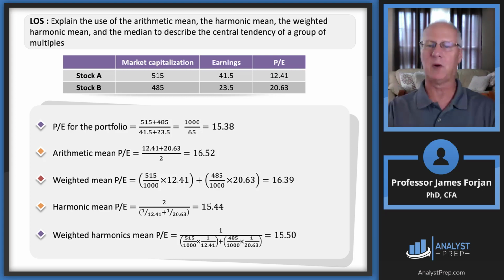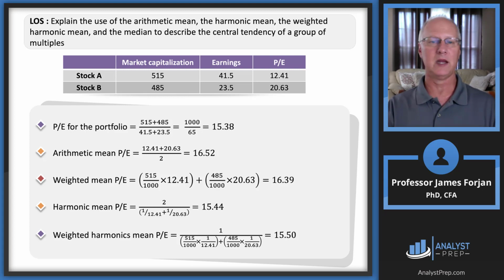Now, let me just pause here for just a second. I have a good slide coming up, but this says explain the use of these things to describe central tendency of a group of multiples. All right, so what in the world are we doing here? Notice that the harmonic means are less than the arithmetic means. That's important.